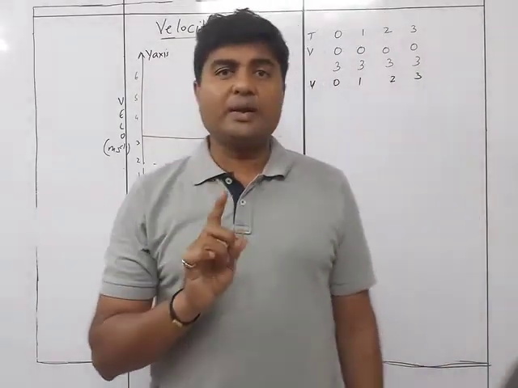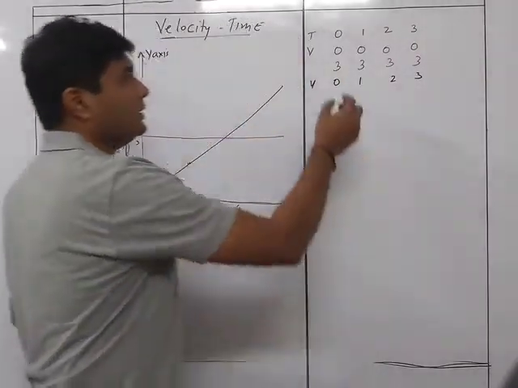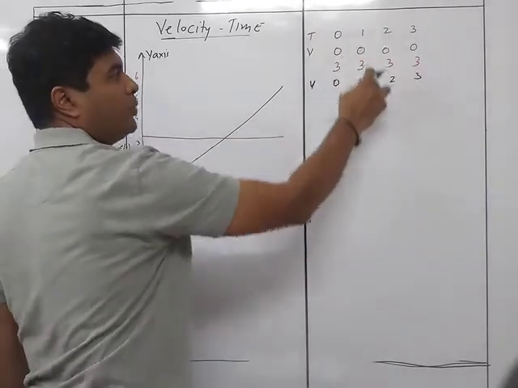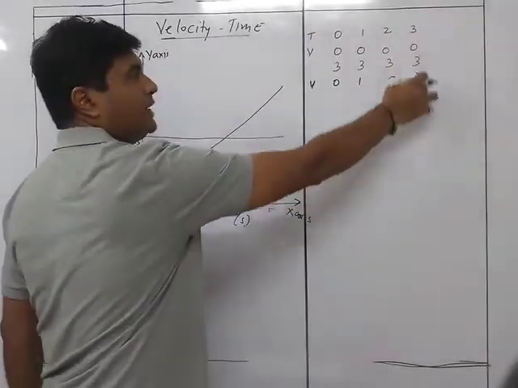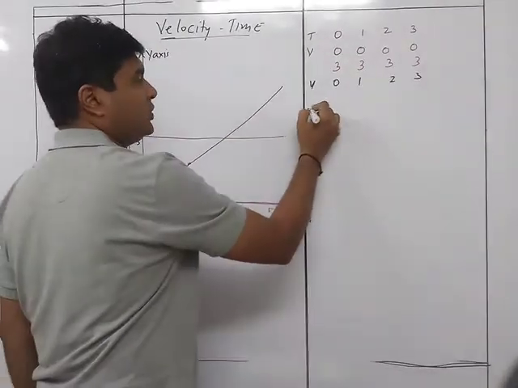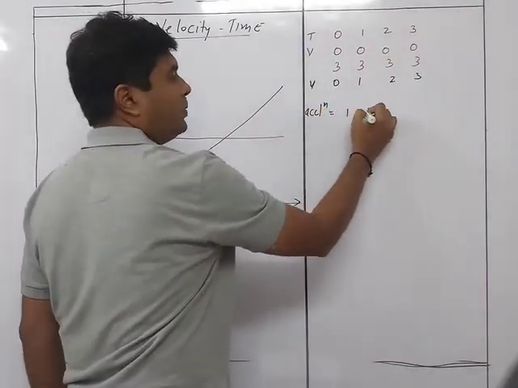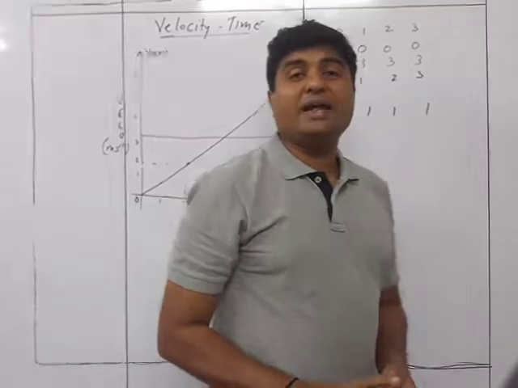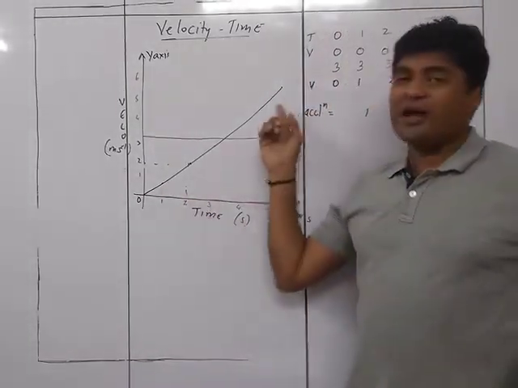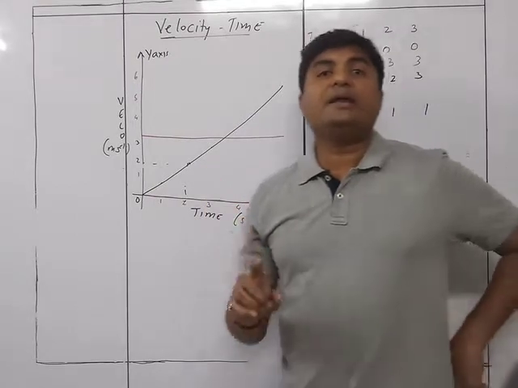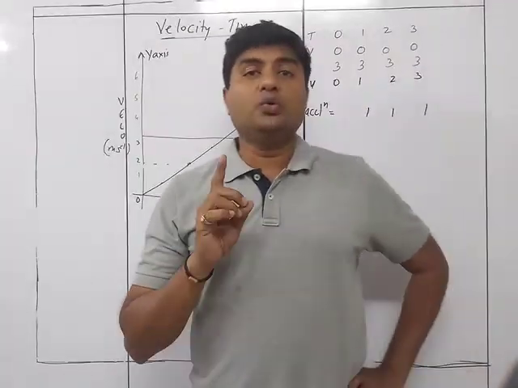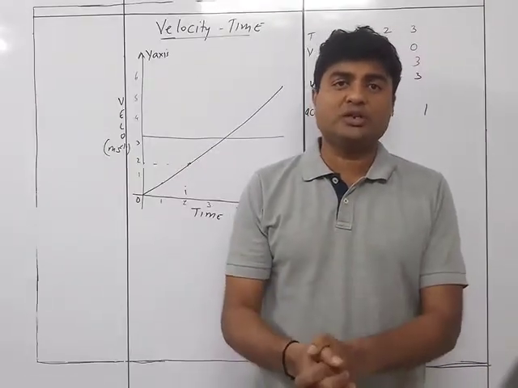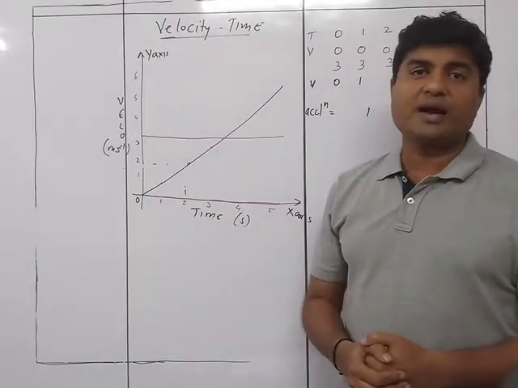But you can see one important thing over here: acceleration. We know acceleration is v upon t. So 1 upon 1 is 1, 2 upon 2 is also 1 and 3 upon 3 is also 1. So acceleration over here will be 1, 1 and 1, not 0. That means that if the graph is an inclined line like this, it represents a uniformly accelerated motion. A uniformly accelerated motion is depicted by this particular kind of graph.